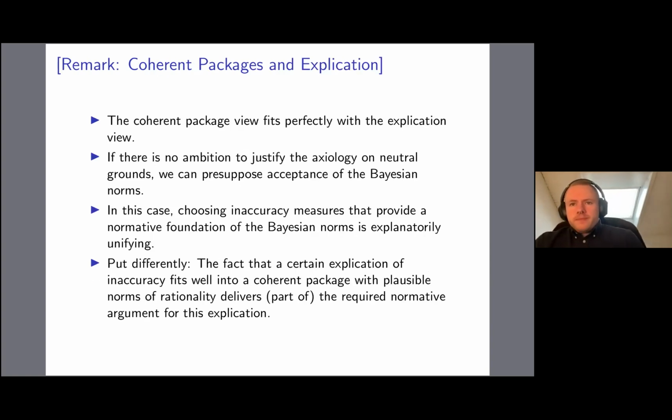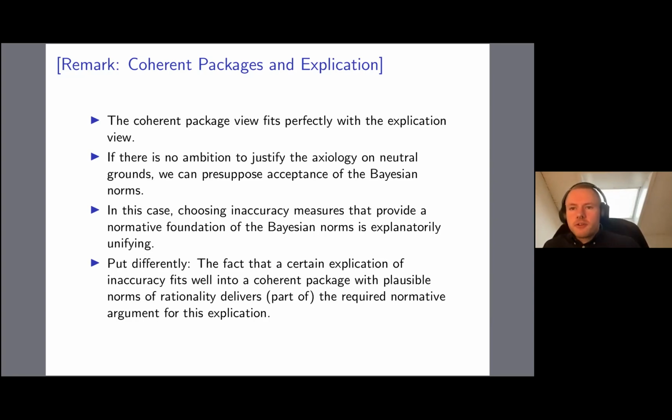Now I want to slip in a quick remark, namely that the coherent package view and the explication view just fit perfectly together. If there's no ambition to justify the axiology on neutral grounds, we can presuppose acceptance of the Bayesian norms. And in this case, choosing inaccuracy measures that provide a normative foundation for these plausible and accepted Bayesian norms is exponentially unifying. To put it differently, the fact that a certain explication of inaccuracy fits well into a coherent package with supposedly plausible and accepted norms of rationality delivers at least part of the required normative argument for this explication. Of course, this normative argument is not on neutral grounds, right? Because it requires acceptance of the Bayesian norm. So it's not acceptable to a ranking theorist, for example. But again, we are in the coherent package view, so this is not needed.